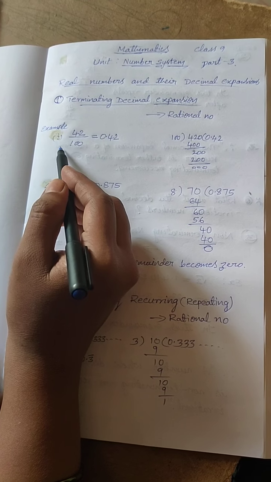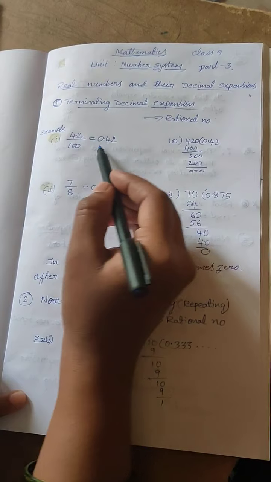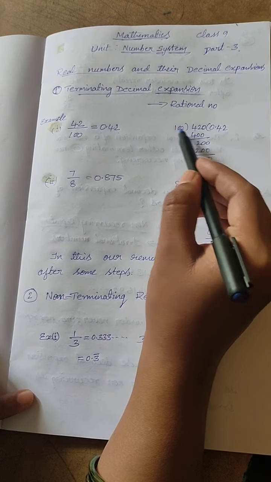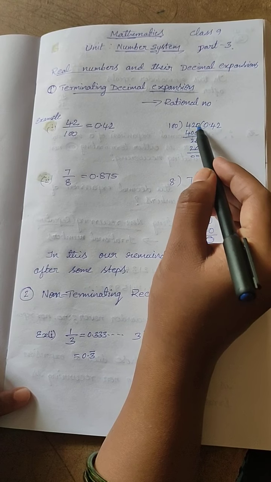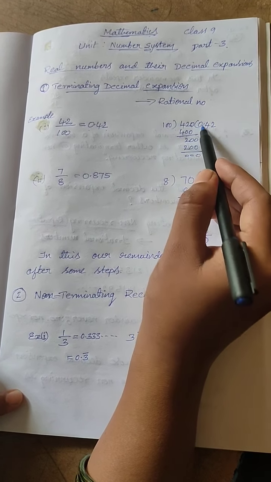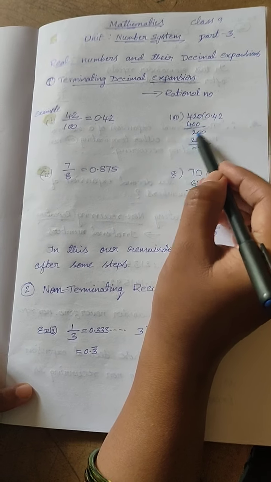Coming to the first example, you can divide 42 by 100. The decimal expansion is 0.42. Observe this: 42 is less than 100, so you put a point and take a 0, and it becomes 420. Now we divide: 100 fours are 400. Subtracting, we get 20.